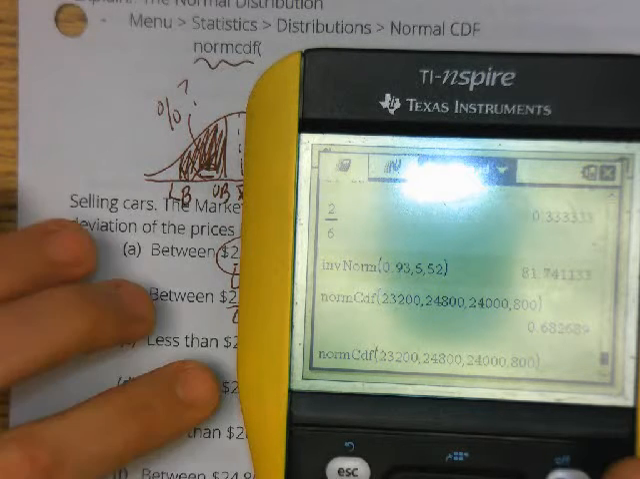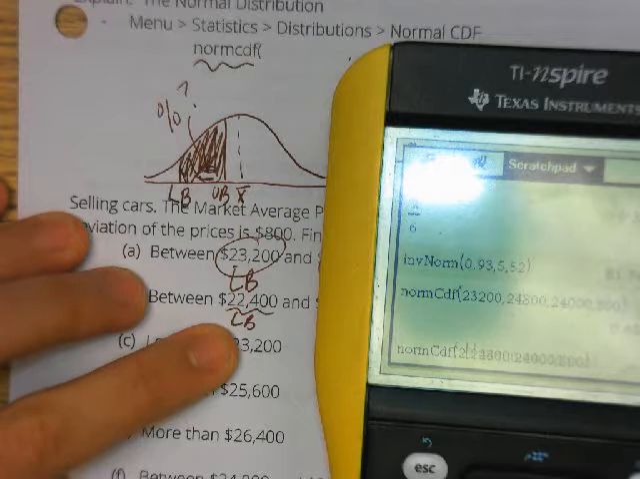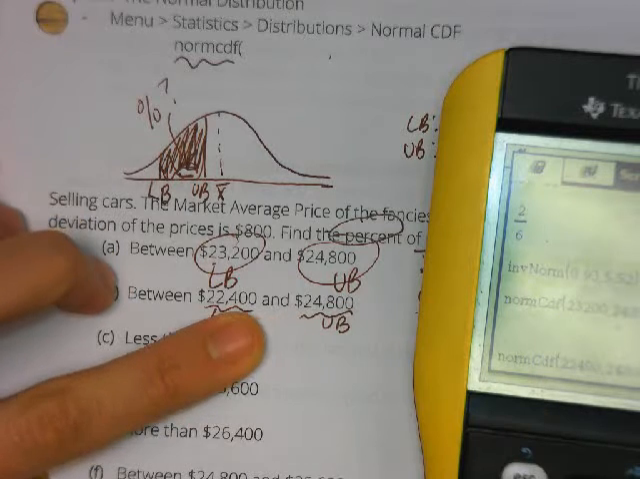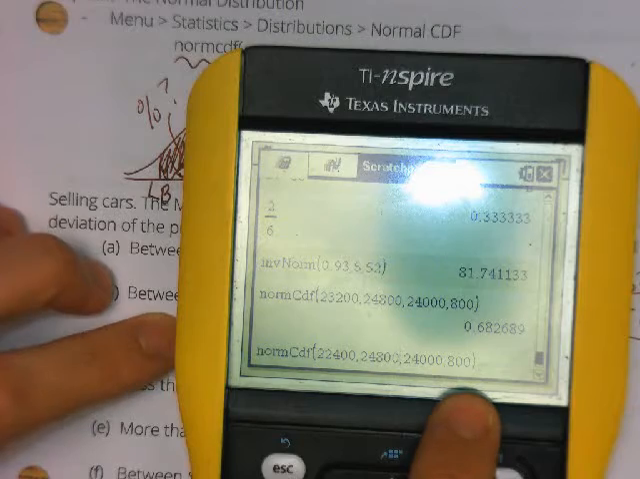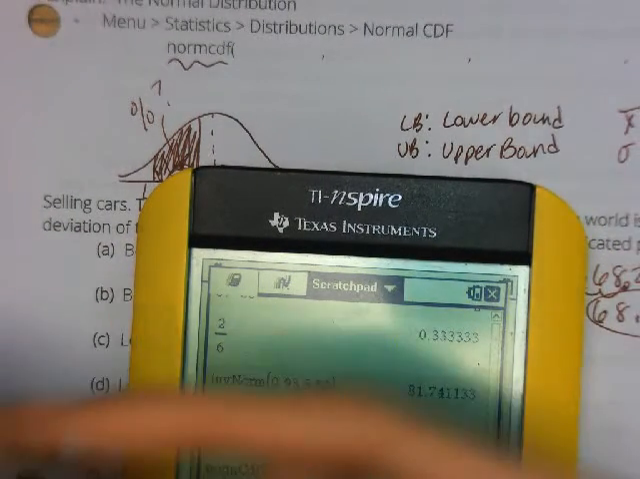So my new lower bound is 22,400, and my new upper is 24,800. Oh, the upper bound didn't change. The mean is 24,000, and the standard deviation is 800. So while I have this on the screen, I want to fill in this piece right here.